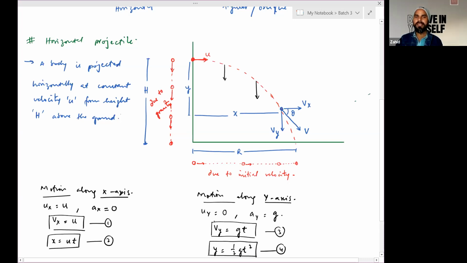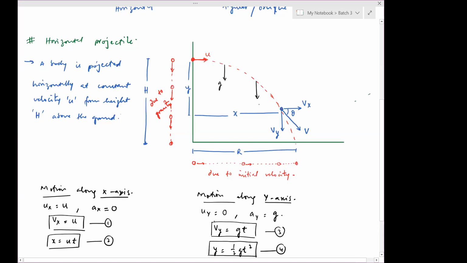Is it clear till this part? Yes, sir. Sham? Yes, sir, it's clear, sir. Okay, just write it down.